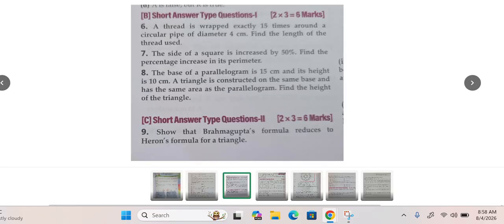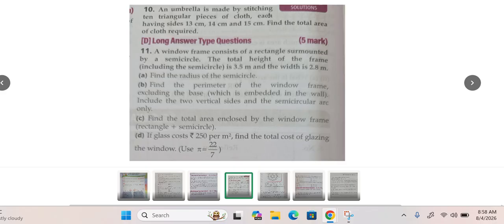Now we are going to the 10th question. An umbrella is made by stitching 10 triangular pieces of cloth. Each has these sides. When you look at the question itself, you should realize that we don't have a height, so we will automatically go to Heron's formula. So the area of cloth required.